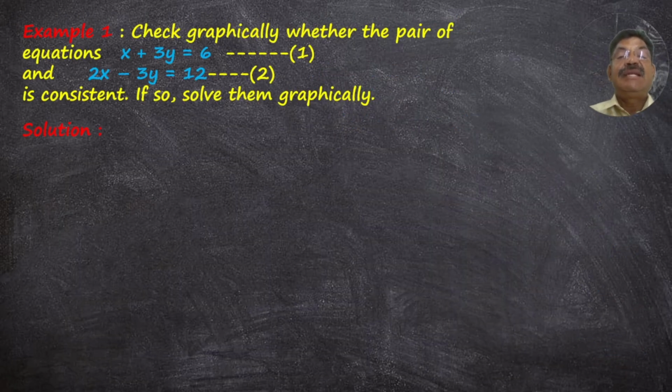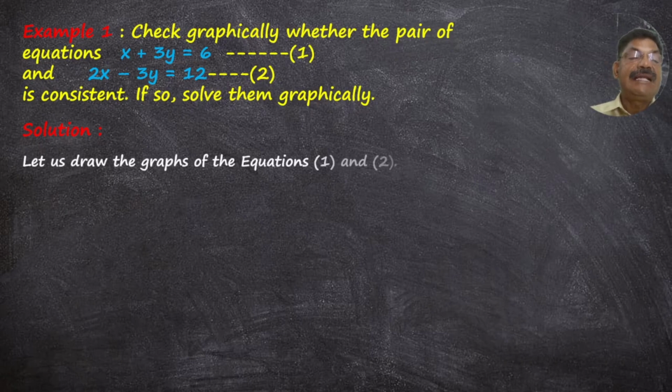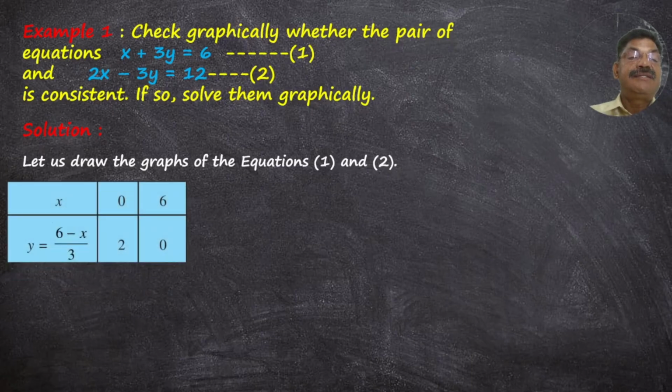Example 1. Check graphically whether the pair of equations x plus 3y equal to 6 and 2x minus 3y equal to 12 is consistent. If so, solve them graphically. So what I am going to do is, x plus 3y equal to 6 is a straight line. To draw a straight line, I need at least 2 points. So I find 2 points on the line and draw the line x plus 3y equal to 6. Similarly, I find 2 points on the line 2x minus 3y equal to 12 and draw the line. Then I will check whether they are consistent or inconsistent. First line, x plus 3y equal to 6.